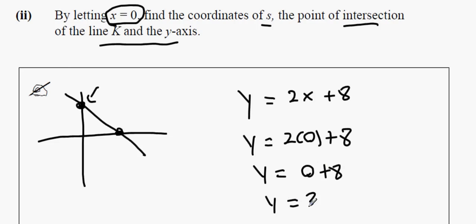Now remember, the word coordinates means you need a point. Okay? We know that the x point is 0, which must mean the y point is 8. This point here is going to be (0, 8). Okay?